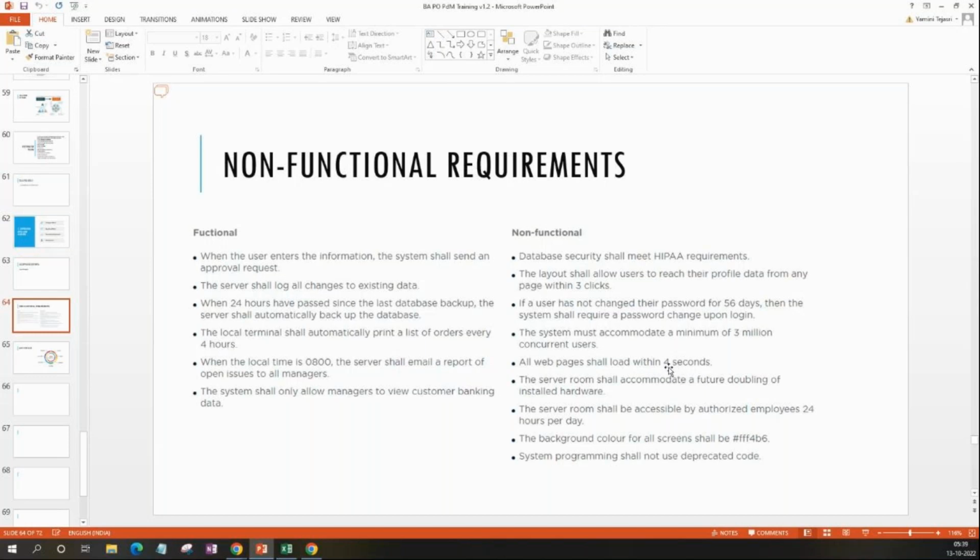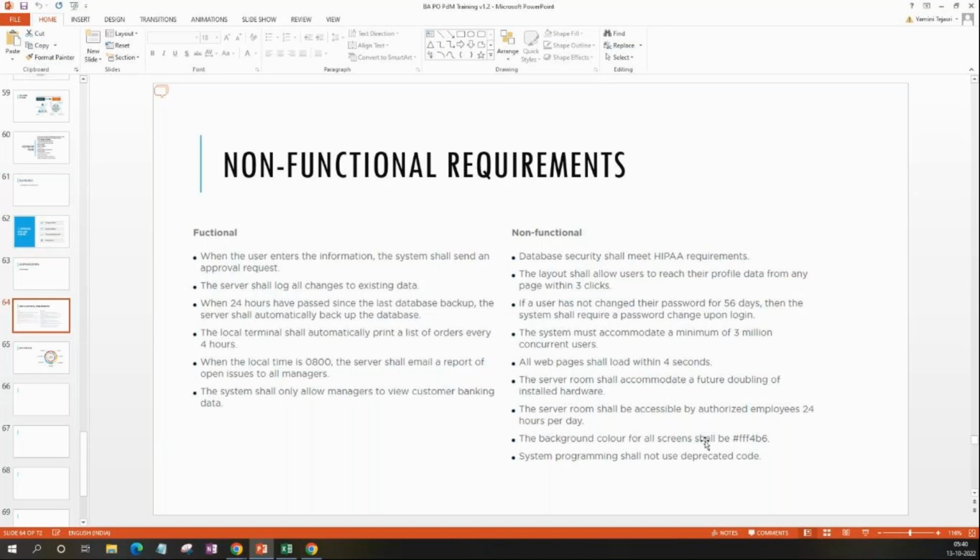All web pages should load within 4 seconds. Whenever you navigate from one page to another, or click on login, it should load within 4 seconds. That's the performance we need. And this is more of a hardware requirement: the server room shall accommodate a future doubling of installed hardware. The server room shall be accessible to authorized employees 24 hours per day. And the background color for all screens shall be some color code, maybe green or blue or white, whatever it is. But irrespective of the background color, the functionality will still work.